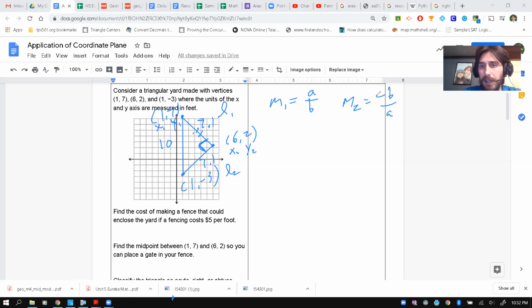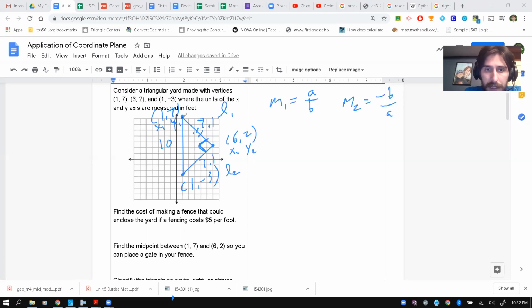It would have to be the opposite reciprocal of our first slope. So I could tell if these two lines are going to be perpendicular by finding their slope. And in order to find the slope between these two points, it's easy and fun. Just remember rise over run.